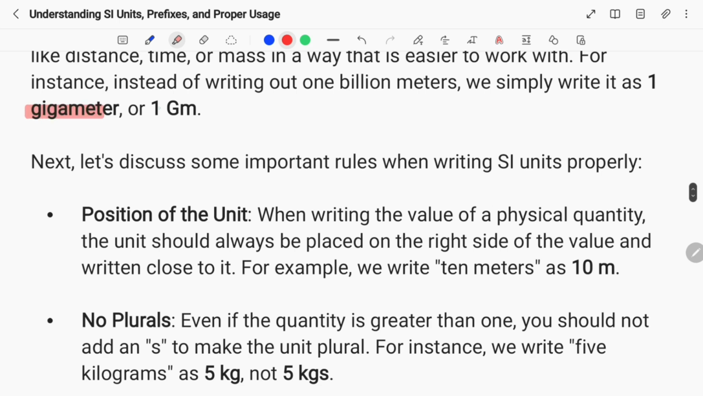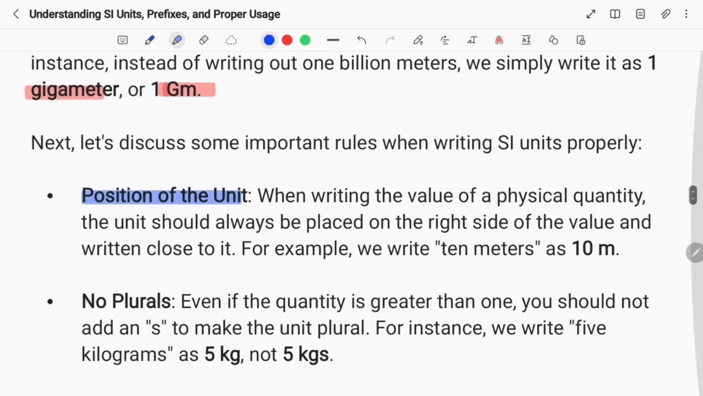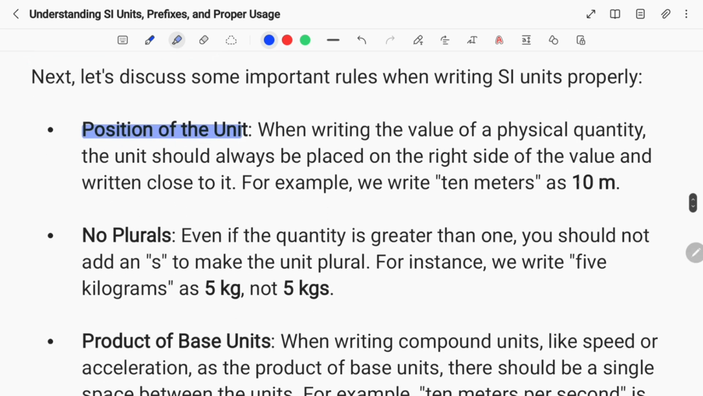Next, let's discuss some important rules when writing SI units properly. 1. Position of the unit. When writing the value of a physical quantity, the unit should always be placed on the right side of the value and written close to it. For example, we write 10 meters as 10 m.